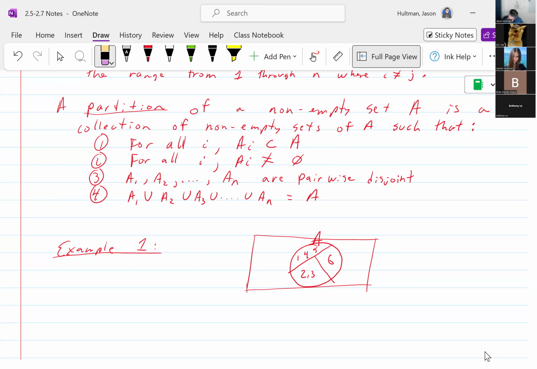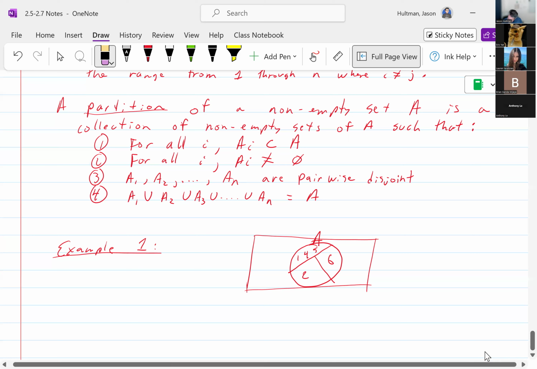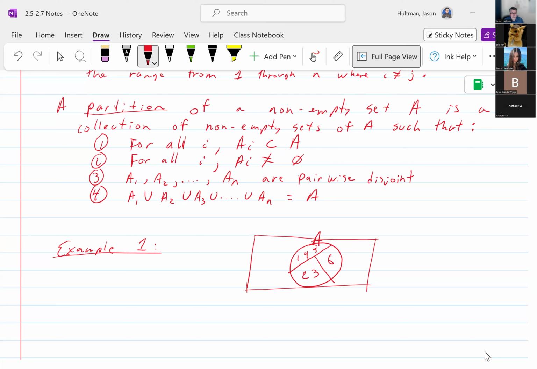So 3 is not in both of the partitions. We're taking one set and piecing it up, slicing and dicing up the set A. But we're doing it in a way that there's no overlap between the elements. There are no intersections of these elements. All the intersections are the null set. That's what it means to be pairwise disjoint.